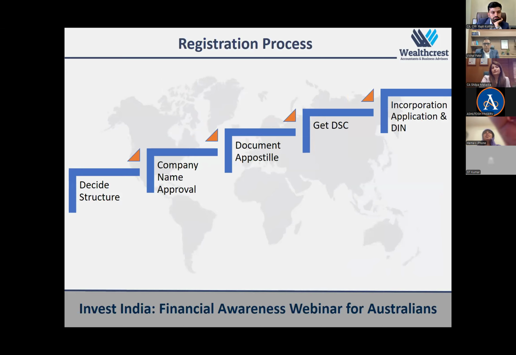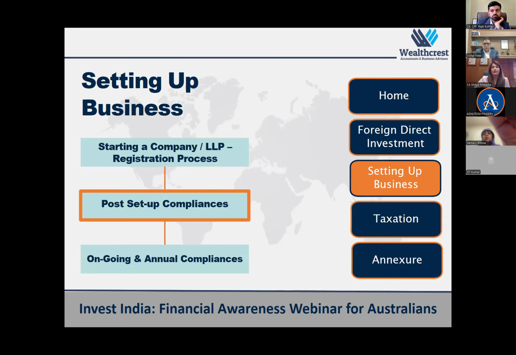So these are the steps for incorporating a company in India. First, we decide the structure, whether we want to go for a private limited company, a listed company, or an LLP. Even a partnership is an option, but there are restrictions for a partnership firm. Then the second step would be to reserve our company's name. Then, as I mentioned, document apostillization would be there. Then you get your digital signature certificate, and then the incorporation application would be done with the director identification number. So these are the basic steps which I've mentioned. We can always have a detailed discussion whenever you have any need.